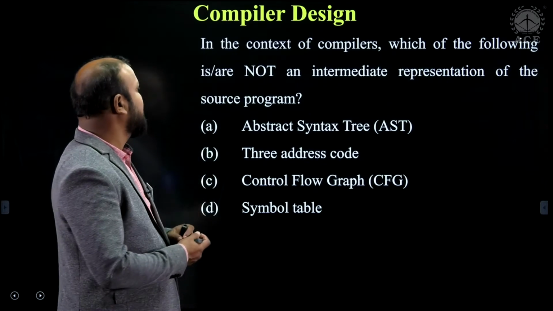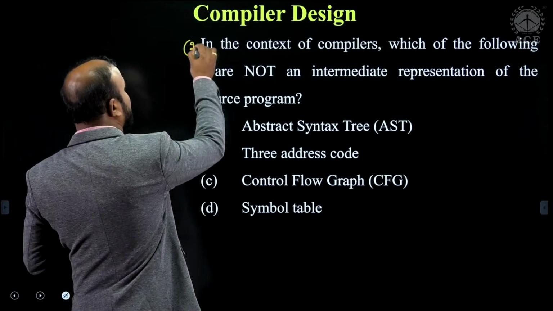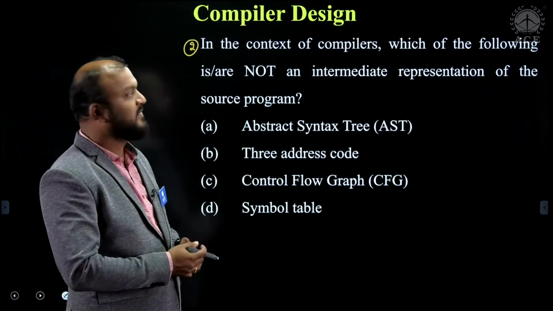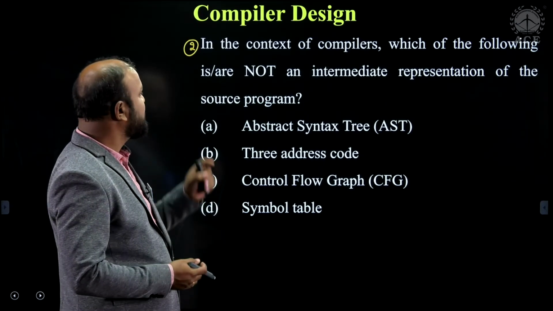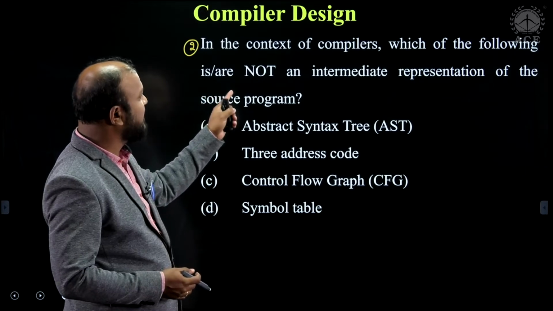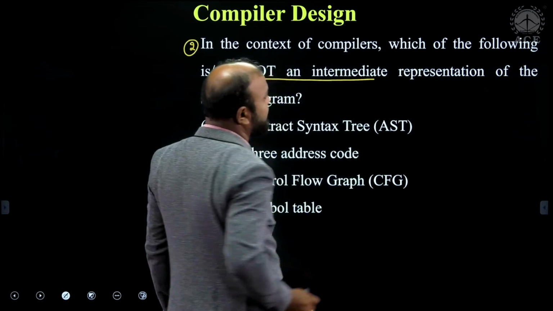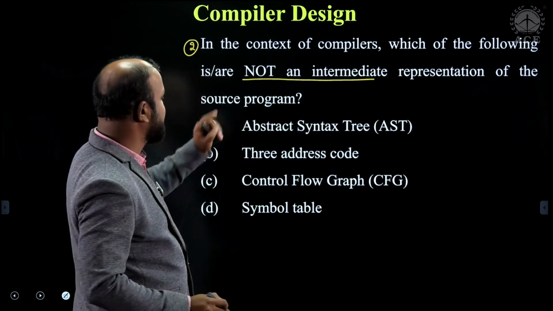Here is the second question. In the context of compilers, which of the following is not an intermediate representation of the source program?